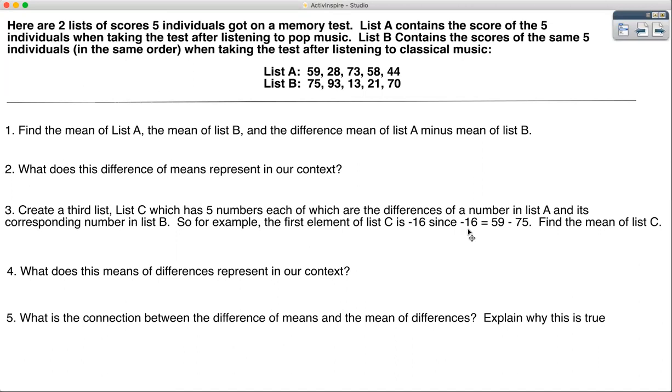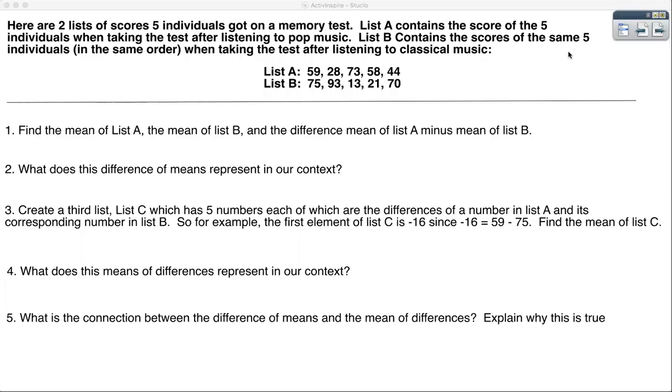Once you've found the remaining numbers in list C, you do want to find the mean of list C. And then you want to think about what this mean of differences represents in our context. Finally, think about what is the connection between the difference of means and the mean of differences, and see if you can think about why that's true. All right, as I said, this is going to take quite a bit of time, so please pause your video for as long as you need to complete all 5 of these parts. Once you think you have everything down, go ahead and unpause, and we will review.